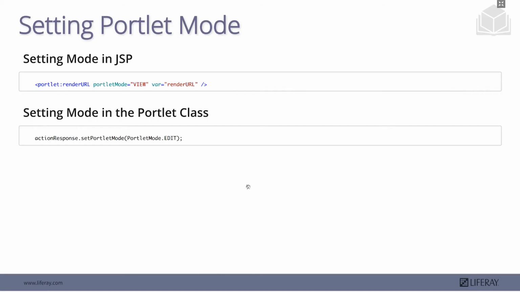So how can we set these different portlet modes? We've got a couple of different options. First option is we can do it within the JSP, just saying, hey, the portlet mode that I want is this. Or we can also do it in our portlet class as well. You can see here with the action response, we set the portlet mode to the edit mode. We know after the action phase, the render phase will follow afterwards. It'll be during the render phase that it'll see, oh hey, the portlet mode has been set to edit, so let me call the doEdit.